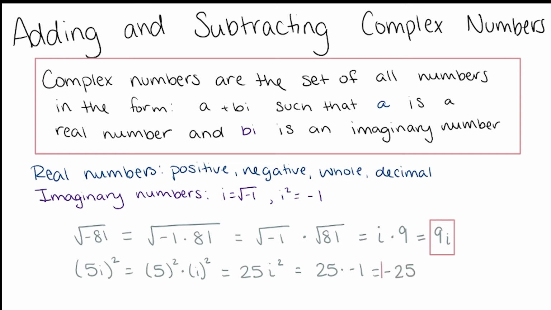So when we are working with our complex numbers, we can always use the fact that i is equal to the square root of -1, and i squared is equal to -1 in order to simplify and solve any of our complex numbers that we are working with. So now let's go over how we actually add and subtract complex numbers.